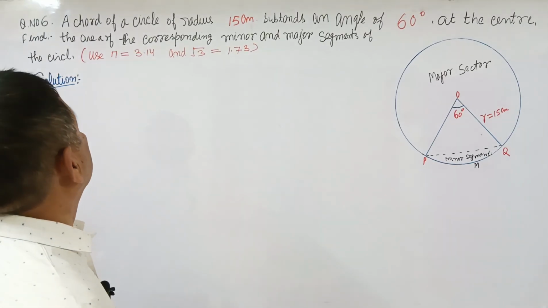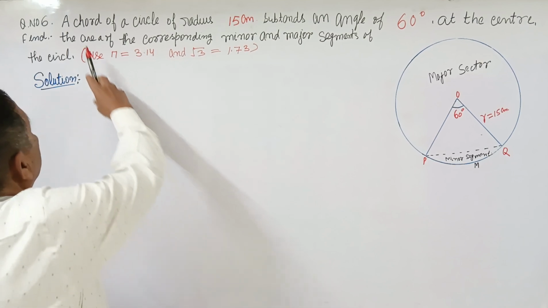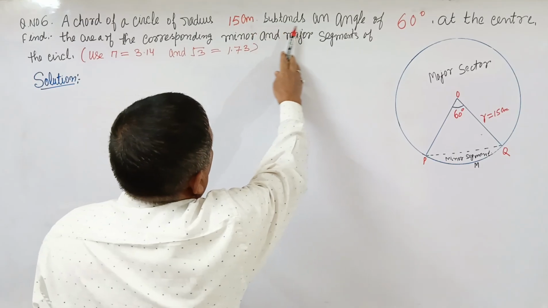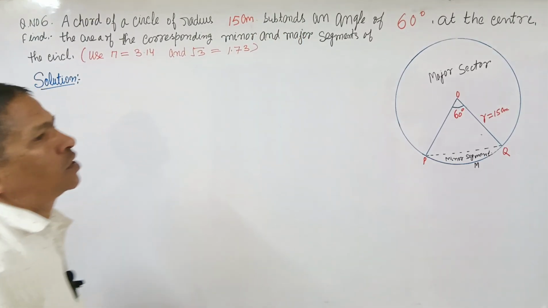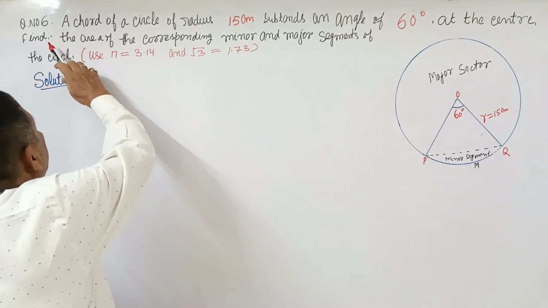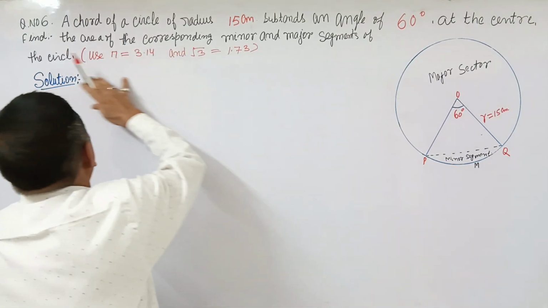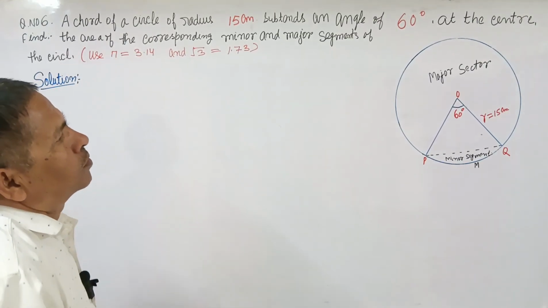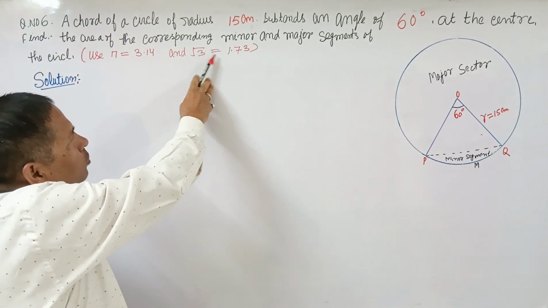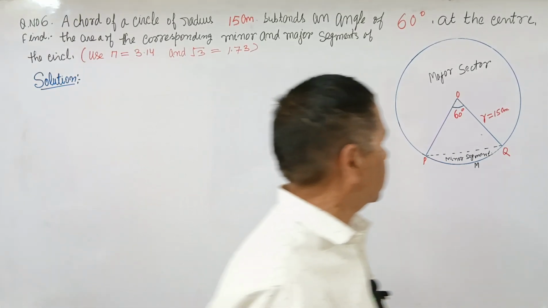Now the next question: a chord of a circle of radius 15 centimeter subtends an angle of 60 degree at the center. Find the area of the corresponding minor and major segments of the circle. Use pi equals 3.14 and root 3 equals 1.73. This has been given in the question.